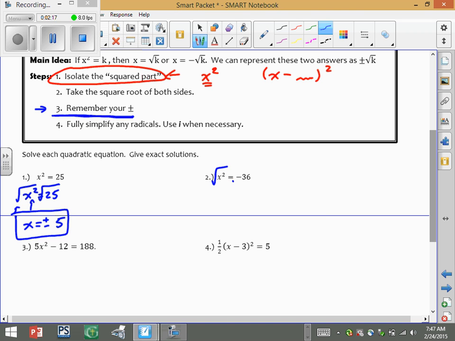Here, we take the square root of both sides. So that leaves us with x on the left side. And we know the square root of 36 is 6. We have our plus or minus. But this is one of those where you remember to use i when it's necessary. When there's a negative under the square root, like you see right there, you always put i.